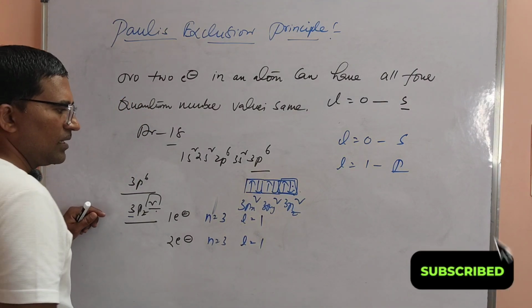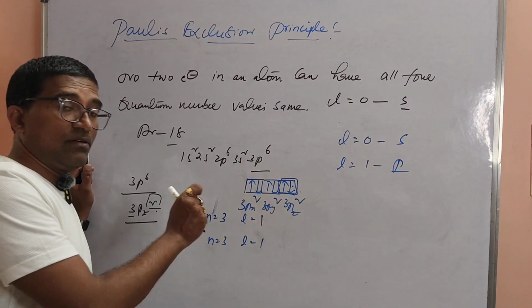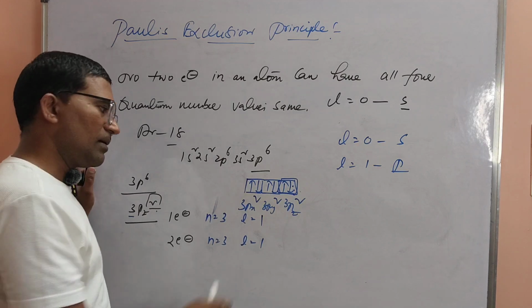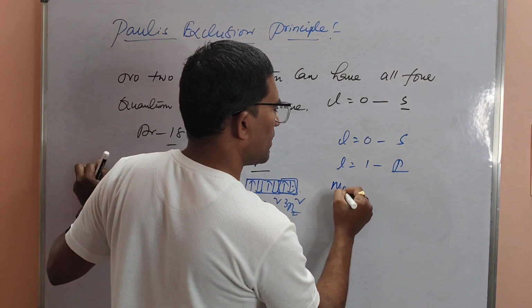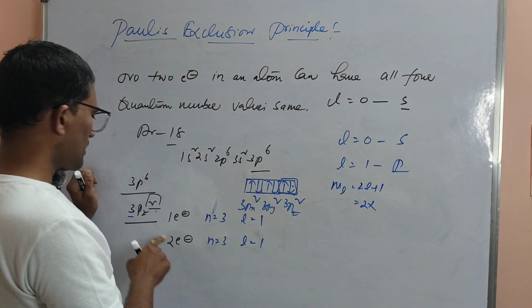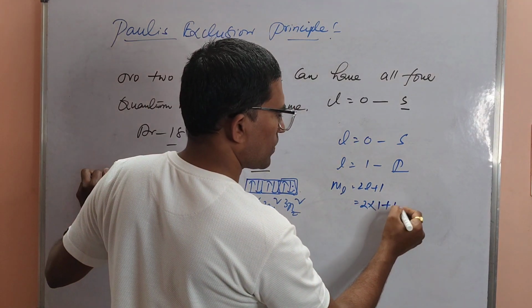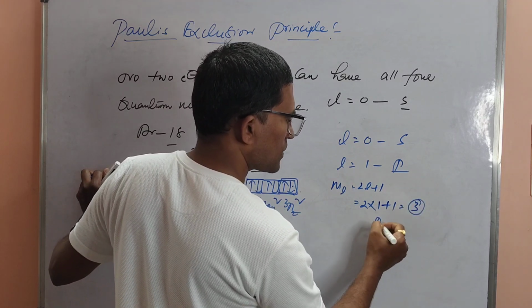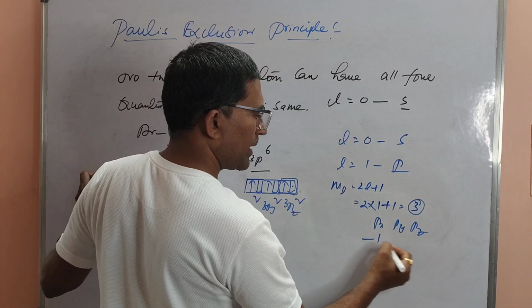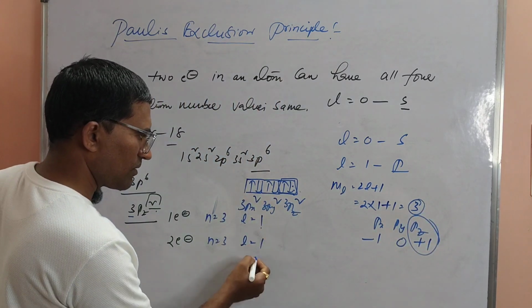Understood? Okay. So next, if you write clearly, it goes minus 1, 0, plus 1 like that. The number of ml values is 2l plus 1. 2 into how much here? That is 2 into 1, that is 2, plus 1, how much? 3. That is px, py, pz. The values will go from negative to positive: minus 1, 0, plus 1. So I am writing this one, that is plus 1, 1, 1.